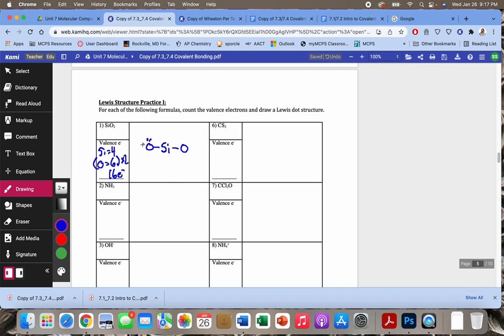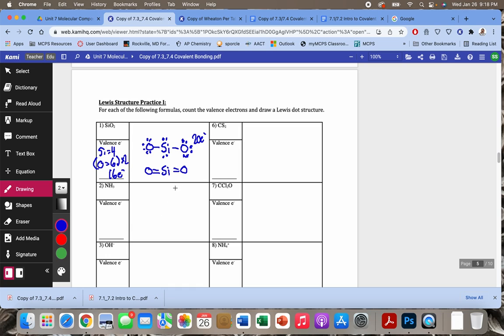If I fill in my dots, 2, 2, 2, 2. I now have full octets, and you think, oh, great, I'm done. Well, no, I'm not, because 2, 4, 6, 8, 10, 12, 14, 16, 18, 20. This is 20 electrons. Well, I only have 16, so I'm off by 4 electrons. 4 electrons means I have to add 2 bonds. And so what I'm going to do is add a second bond to each oxygen.